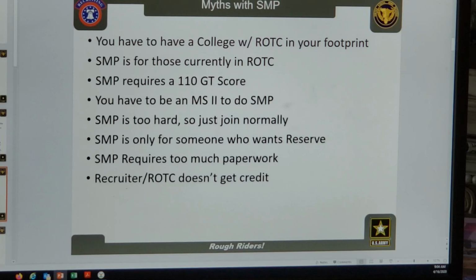All right, some of the myths with SMP. From the recruiter standpoint, you have to have a college with ROTC in your footprint to do anything with ROTC or with SMP. Sorry, that's an incorrect statement. You don't have to have a college within your footprint to do anything with SMP. You can be out in the middle of nowhere. All you need is an applicant who's accepted to college.